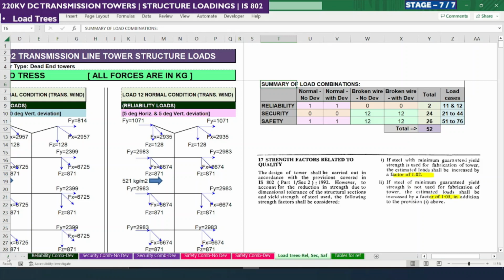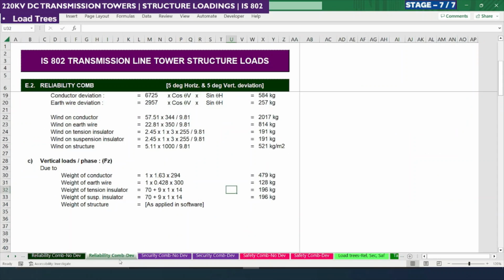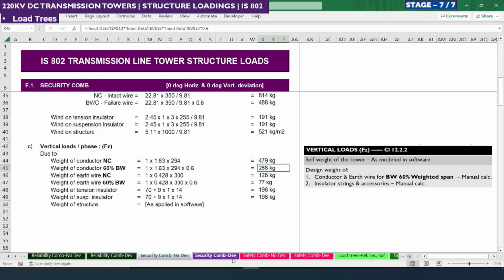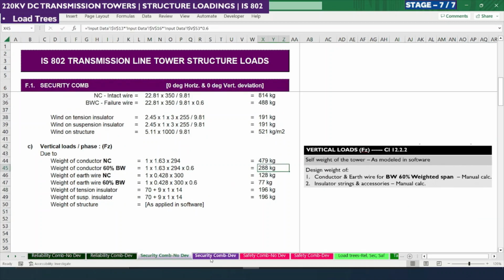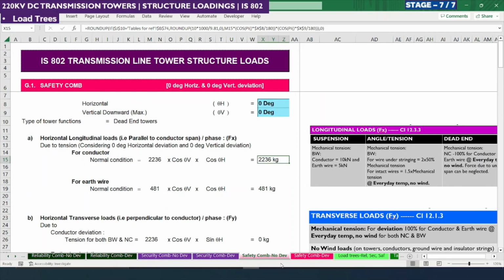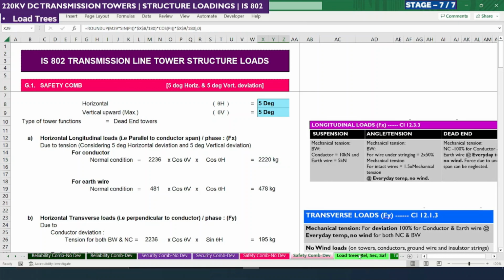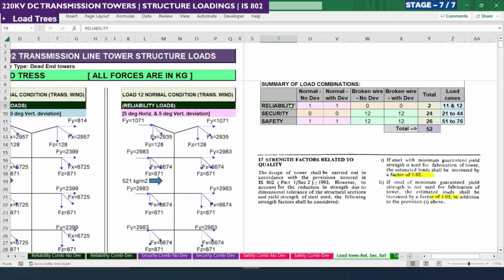We had already calculated these load values in our previous sessions. Under reliability we have without deviation and with deviation. Under security we also have without deviation and with deviation. And for safety combination also we have without deviation and with deviation. So when you look into the summary of load combinations, under these three types there are again subdivisions based upon the normal conditions and the broken wire condition. Even in the normal condition and in the broken wire condition there are two: one is without deviation, another one is with deviation. So these are the major categories and subcategories into which we need to classify these load combinations.